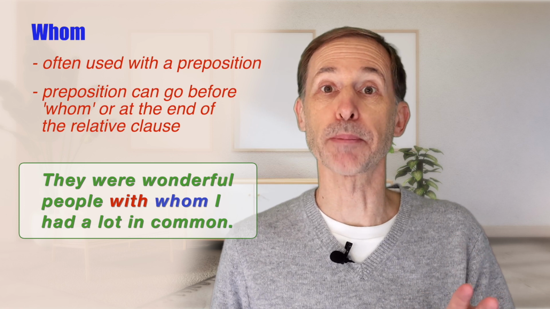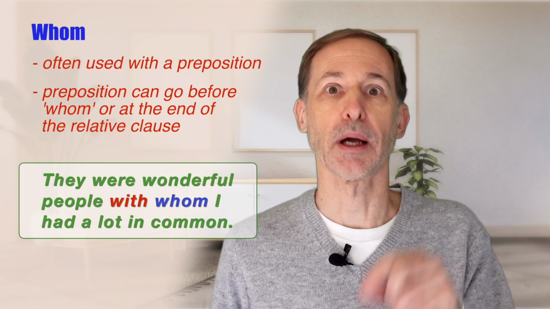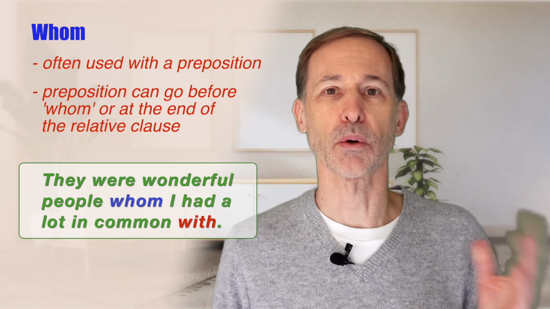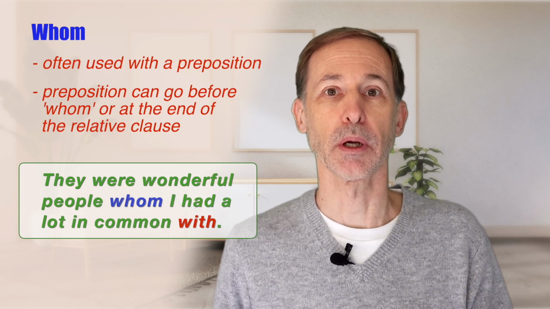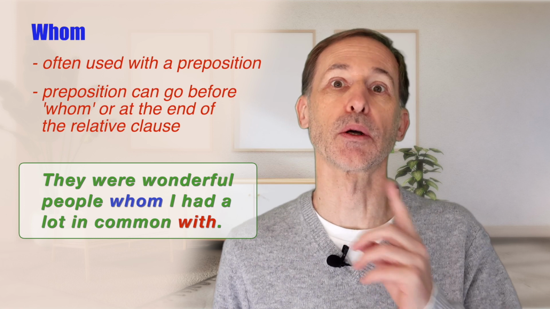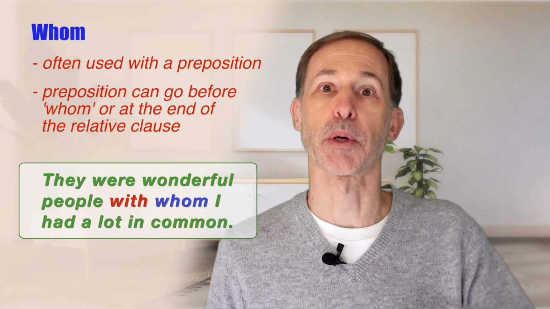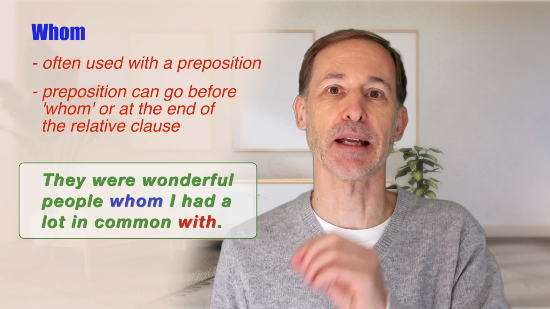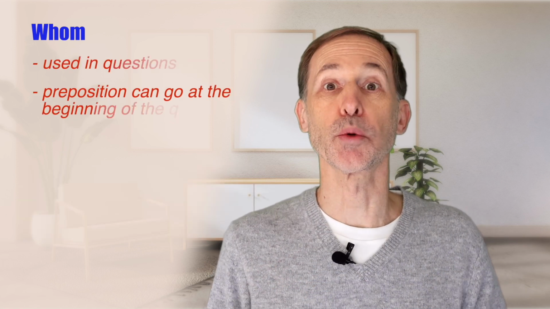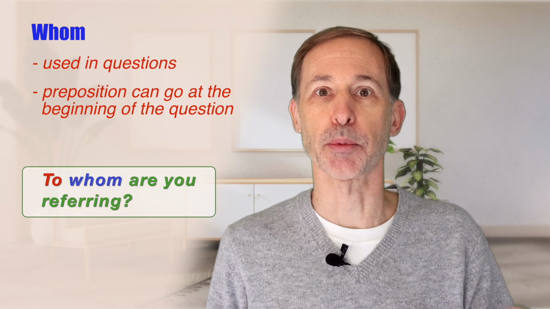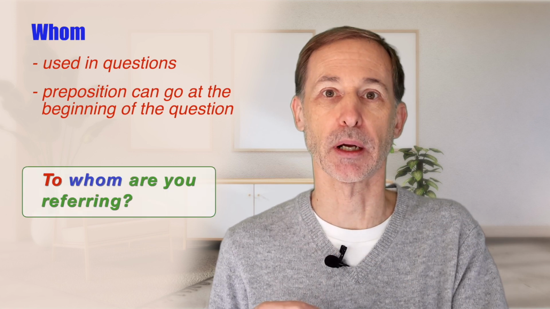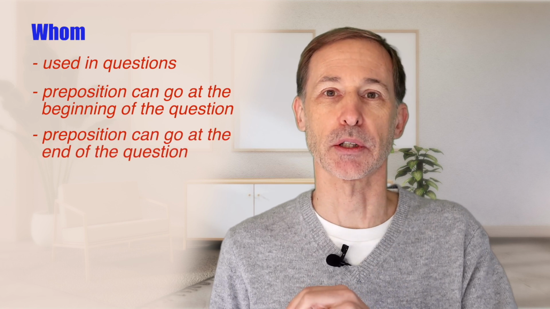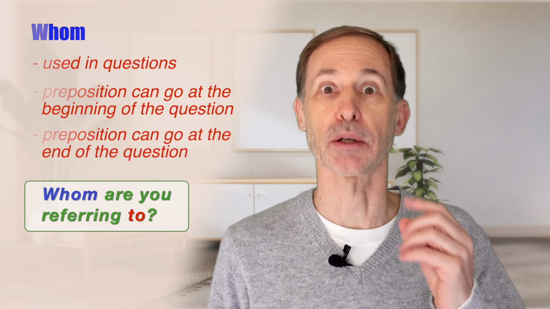They were wonderful people with whom I had a lot in common. Or they were wonderful people whom I had a lot in common with. So the first sentence, the preposition goes before whom. The second sentence, it goes at the end of the relative clause. When whom is used in questions, the preposition can go at the beginning of the question. For example, to whom are you referring? Or at the end of the question, whom are you referring to?